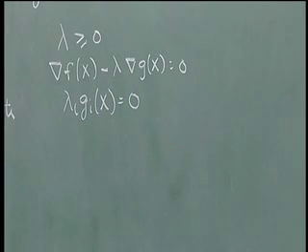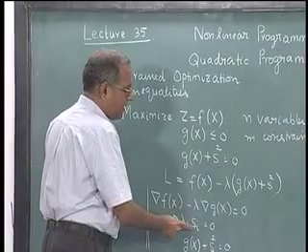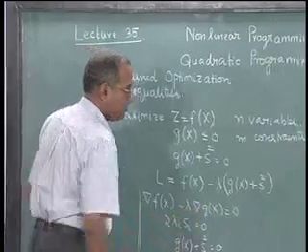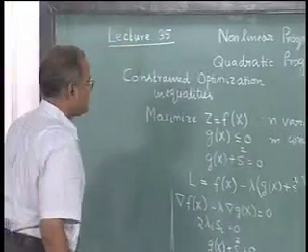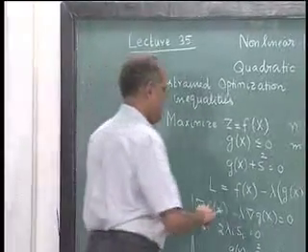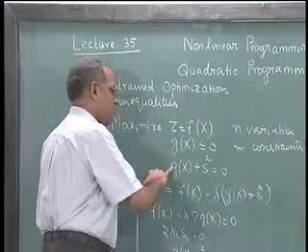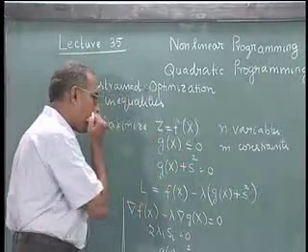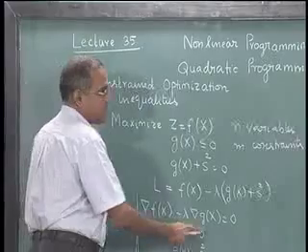Now this comes from 2 times lambda i si equal to 0. Now the s is nothing but, so this is g of x plus s square equal to 0. So 2 lambda i si equal to 0.